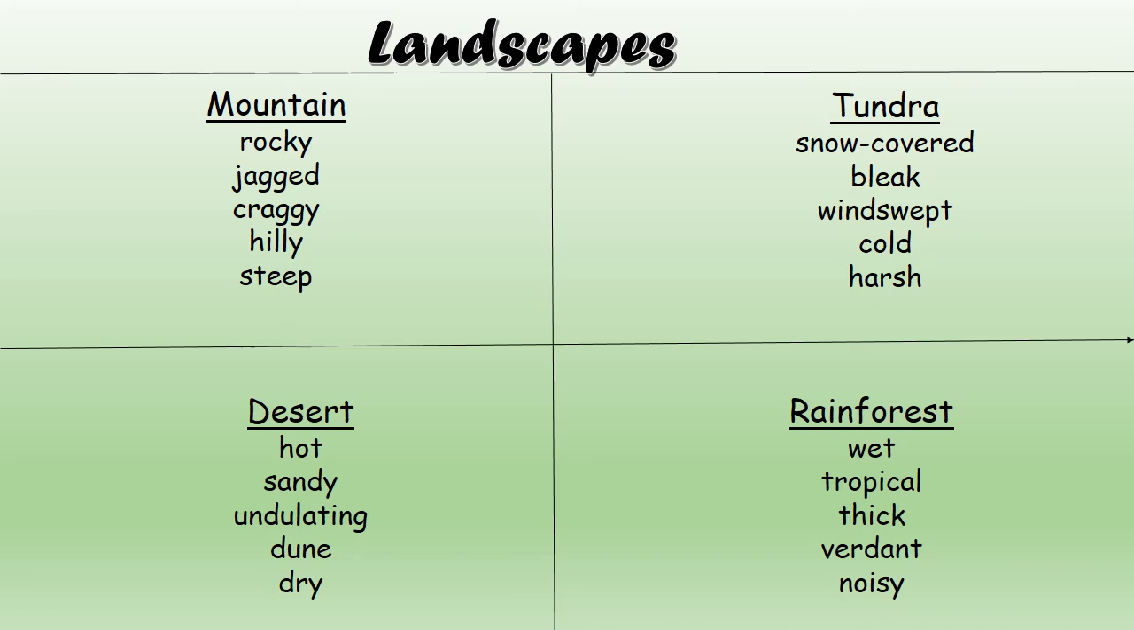Then finally, rainforest. Very wet and tropical. And the undergrowth is really, really thick if you imagine fighting your way through it. Verdant is a word that means very, very green and lush growing. And it's going to be noisy as well, with all of the wildlife and parrots and bears and all of the little creatures living underfoot.